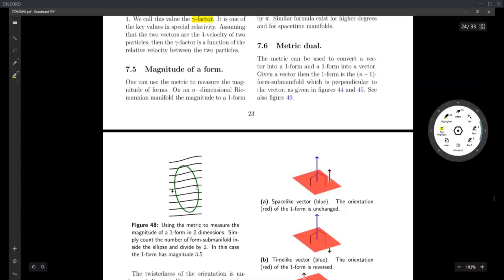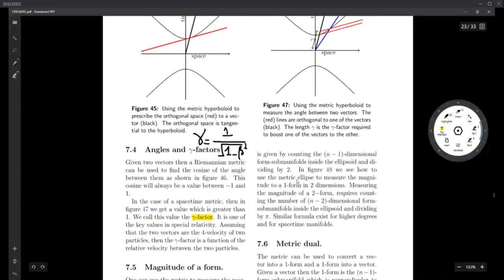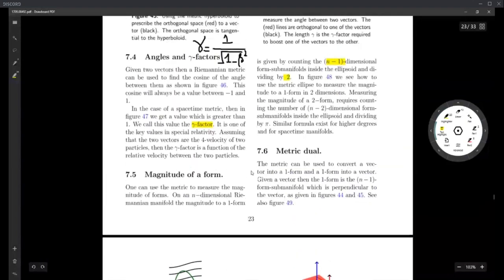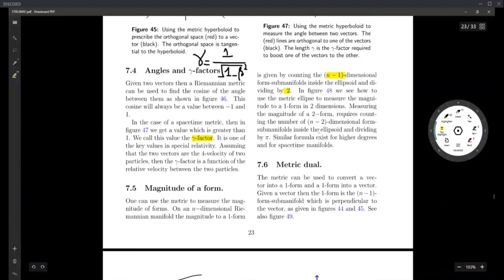So if this is an n-dimensional manifold that I have on my one form, all I need to do is a simple calculation of (n minus 1) by 2. And that will essentially give my magnitude. And again, it sort of varies the higher up as you go.